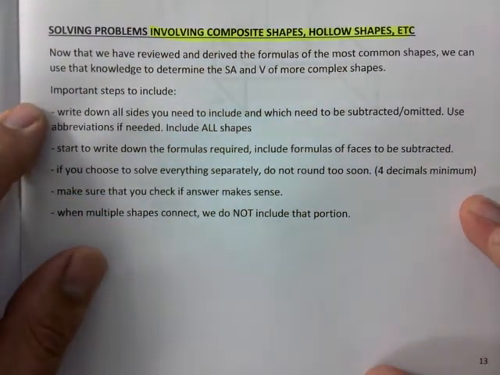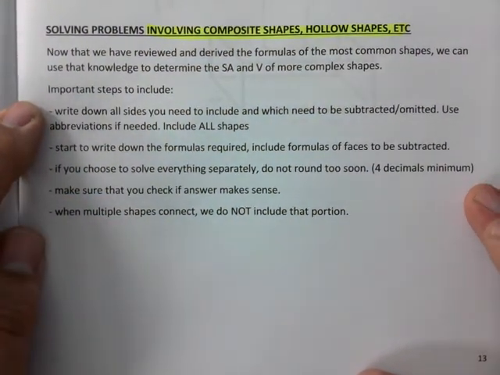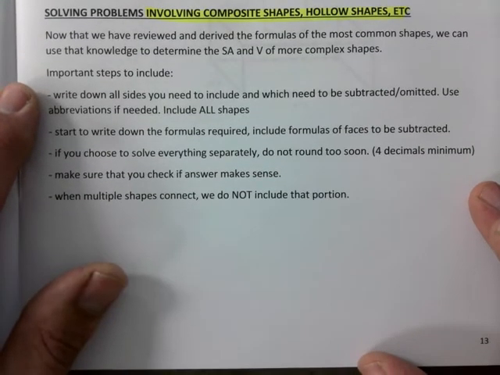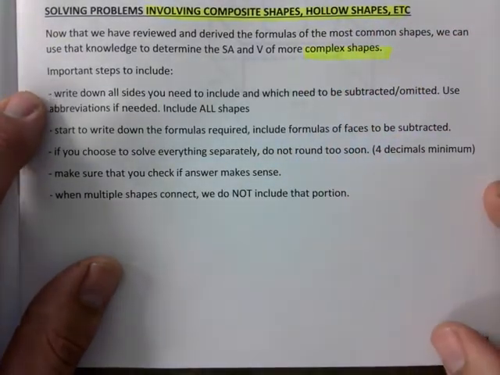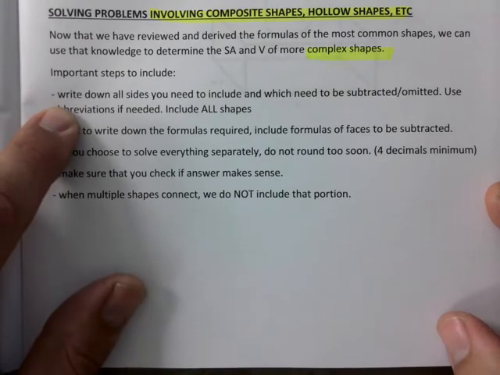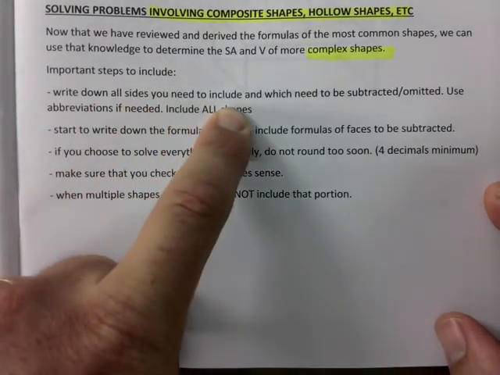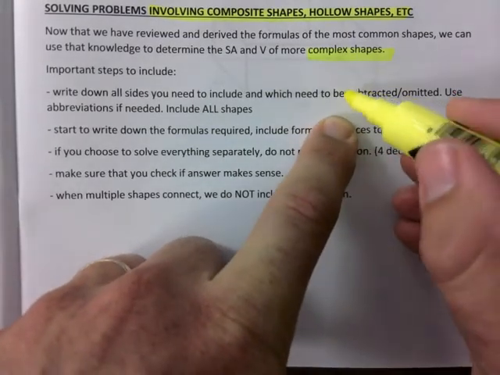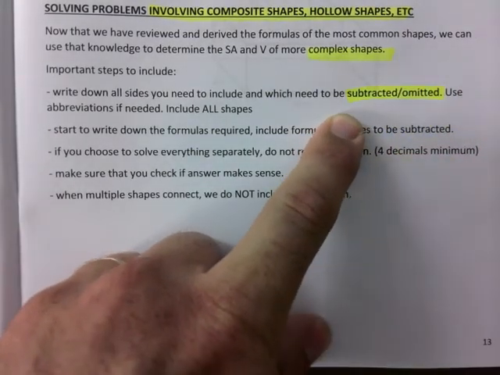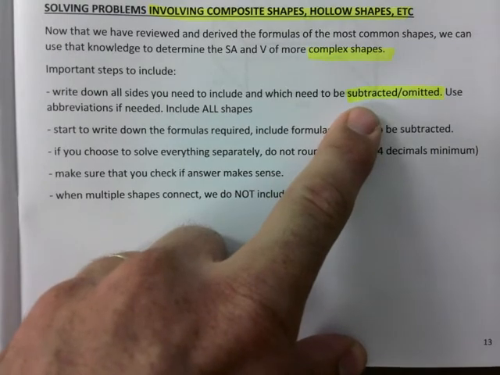Now we're gonna really get into what's gonna get us ready for the word problems. Now that we've reviewed and derived formulas for the most common shapes, we can use that to determine surface area and volumes of complex shapes, right? Complex or composite. Important steps to include. Write down all the sides you need to include and which need to be subtracted or omitted, right? So it's important to know that we're going to have to subtract sides from time to time, you will see.